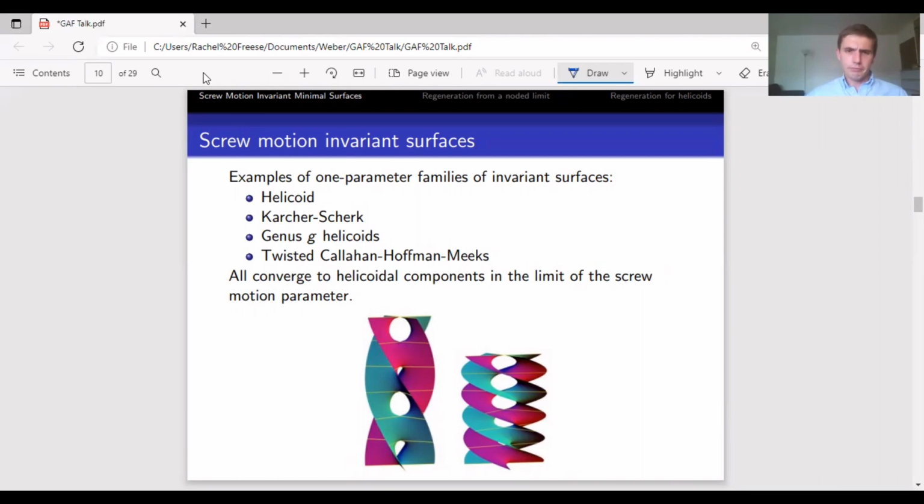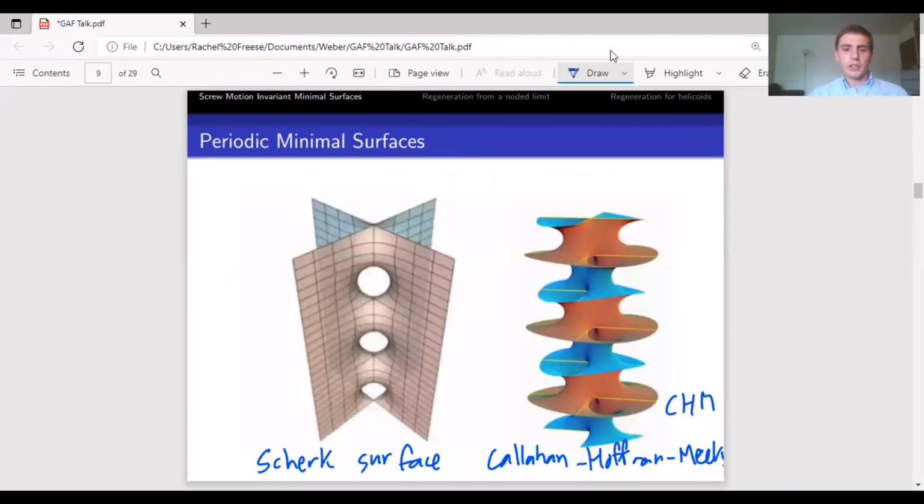All right, but the most important and the earliest example is the helicoid. So hopefully you could tell that one was screw motion invariant. Actually, it's invariant under screw motions of any rotational angle, so it's kind of unique in that way. But another one is a twisted version of Scherk's surface.